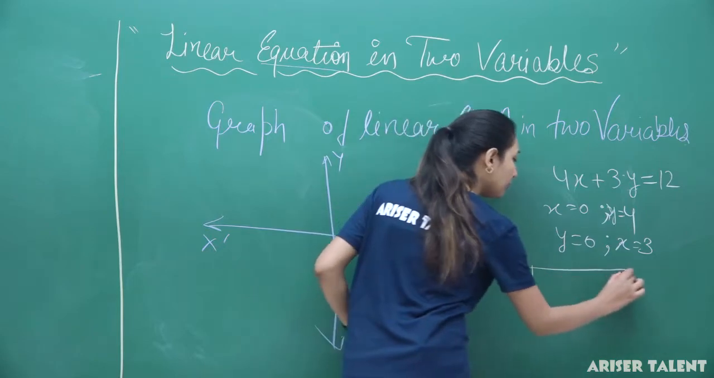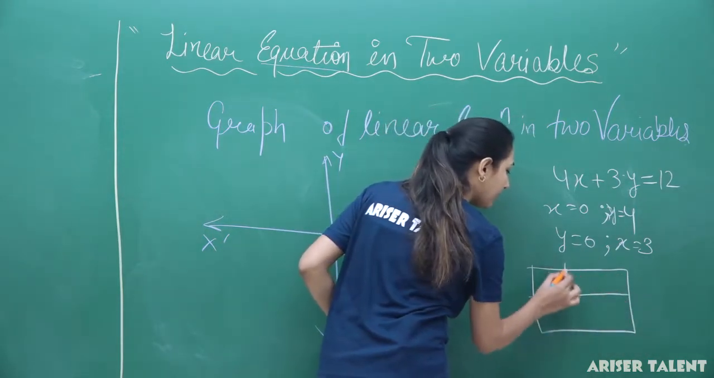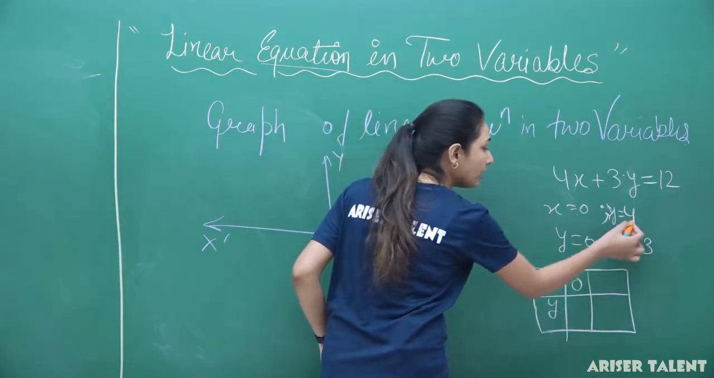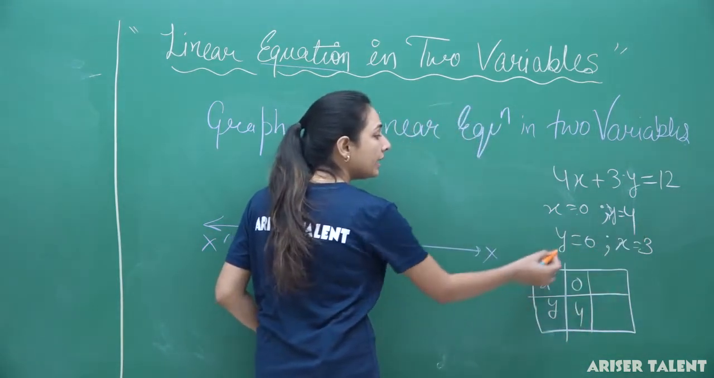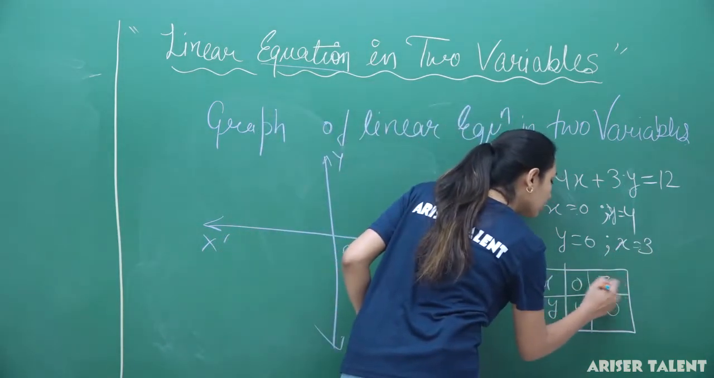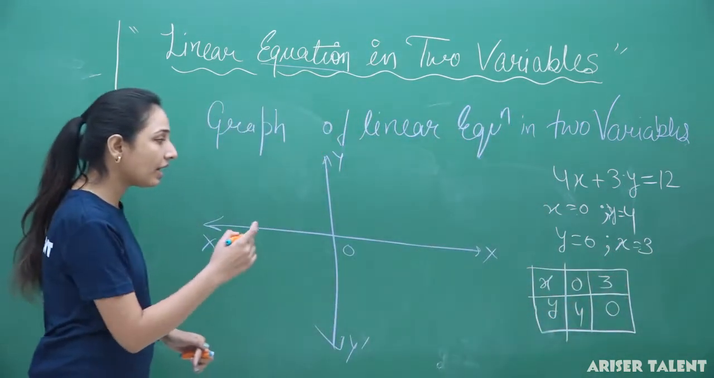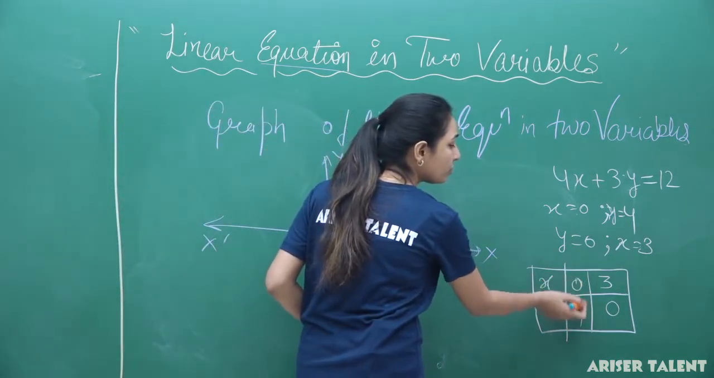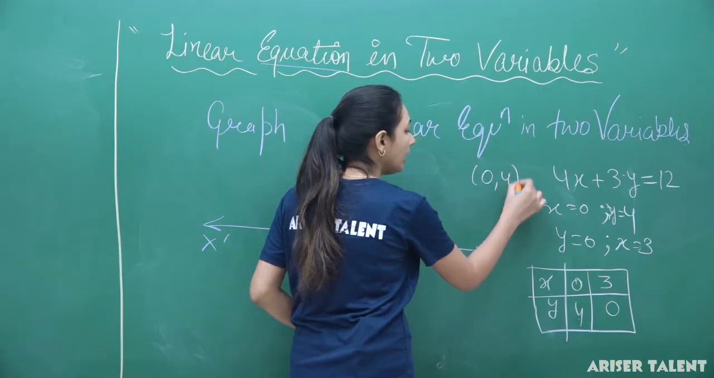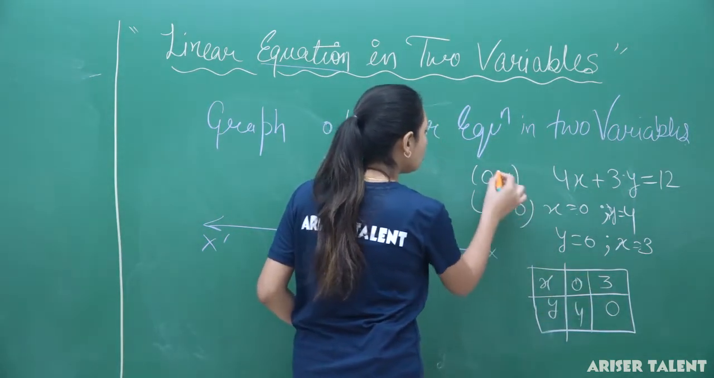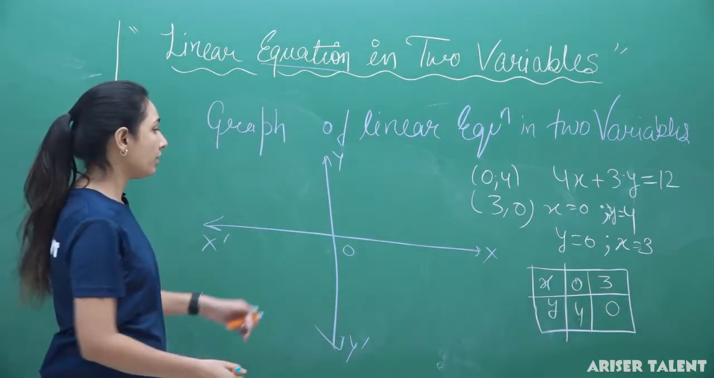I have told you that we will put the values of x and y in such a format. First the value of x was 0 and we got the value of y as 4, and second we got the value of y as 0 and the value of x as 3. So how will you draw it? You have the first solution as 0 comma 4, and the second you have 3 comma 0.